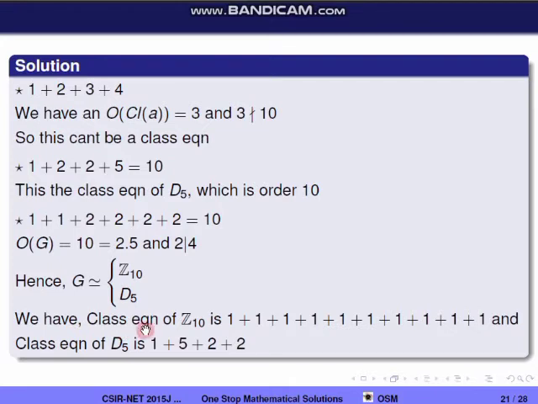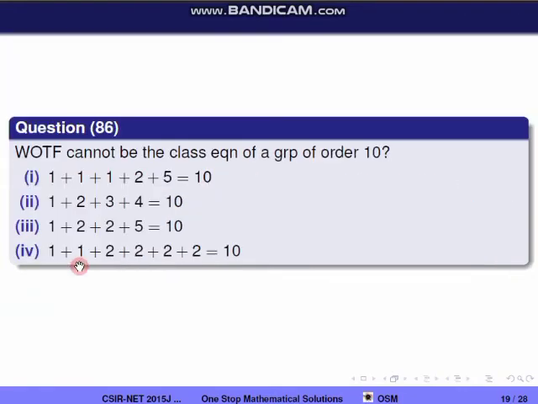So we have class equation of Z10, abelian group, using concept 4. This is equal to 1 plus 1 plus 1 etc. up to 1, 10 times. And D5 is a non-abelian group and its order is of the form 2p. So using concept 5, this is equal to 1 plus 5 plus 2 plus 2, where 2 repeats (5 minus 1) by 2 times, that is 2 times. So if the order of G is equal to 10, we either have the class equation of this or the class equation of this. So this doesn't arise anywhere. So this option is also correct. So we'll check the correct options now. So the correct options are 1, 2 and 4.